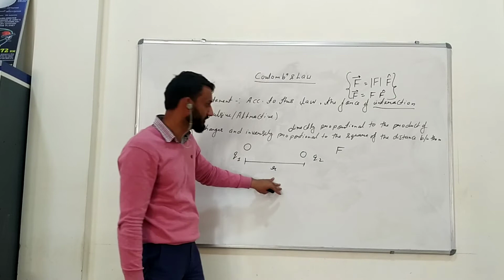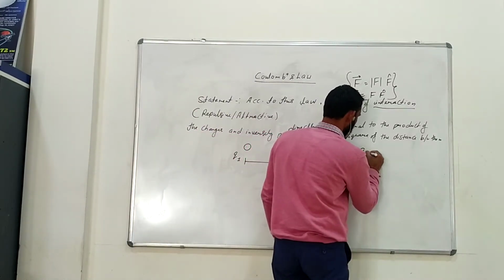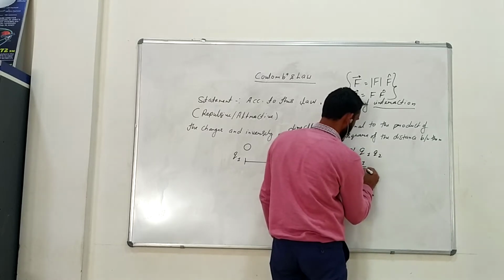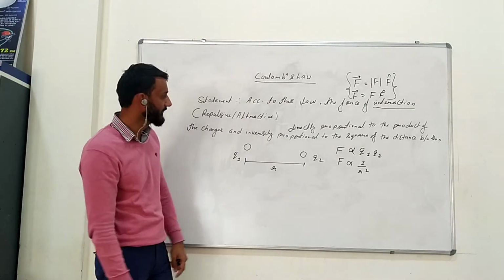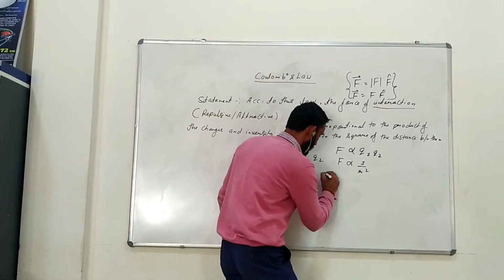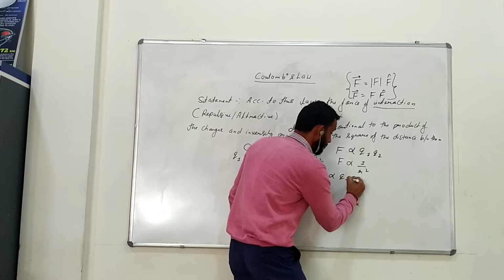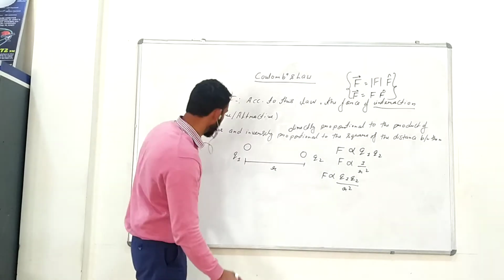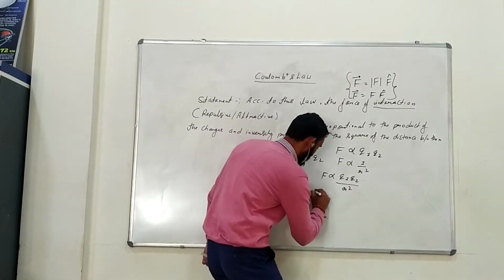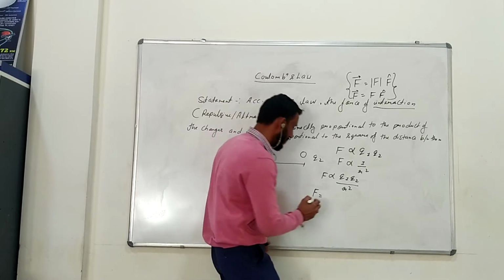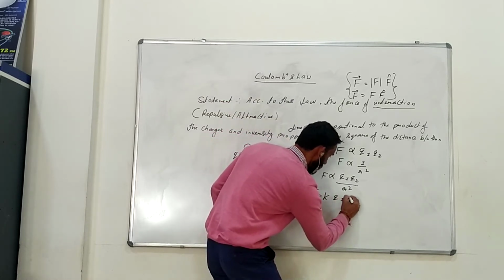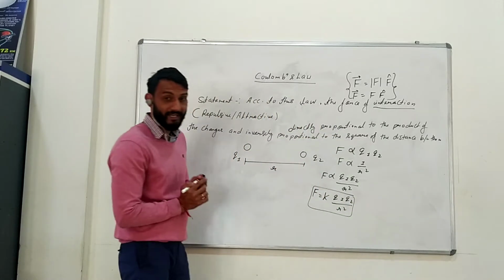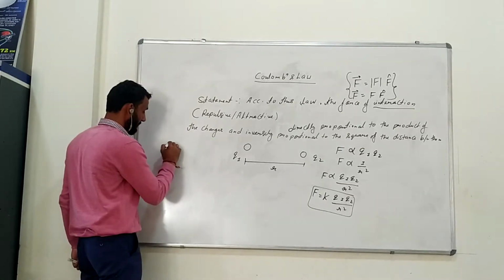So the magnitude of the force F is directly proportional to the product of the charges, and it is inversely proportional to the square of the distance between these two charges. If I combine these two things, it will be F directly proportional to Q1 Q2 and inversely proportional to R square. Now you know that we have to remove this proportionality symbol, and then equality will come along with a constant K. Then it will be Q1 Q2 upon R square. Now what is this K? So this K is a constant of proportionality.